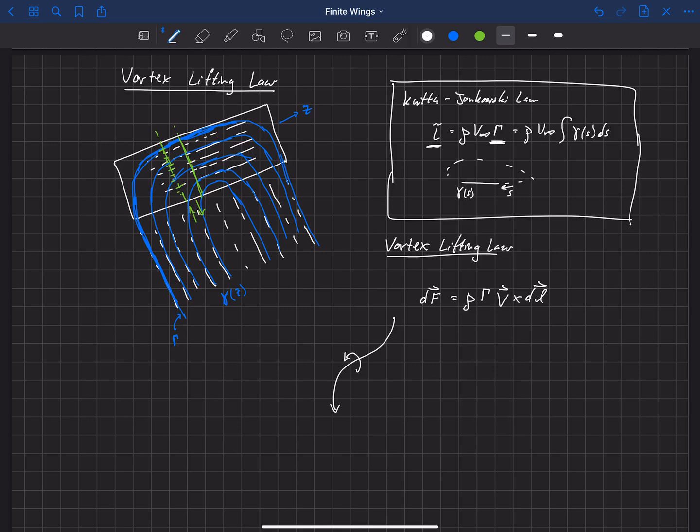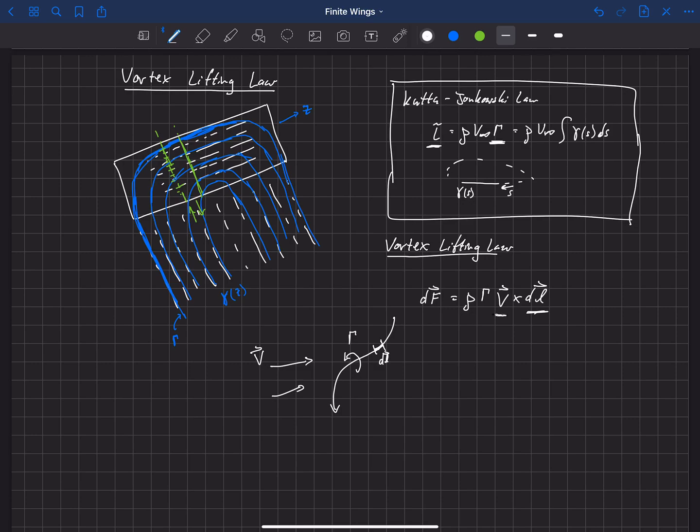So that's a right-handed rule, and it's got a strength of gamma. And we can look at just a differential length of this vector. We'll call that dl of the vortex, and dl has a direction. It's actually a vector of differential length here. And then we've got some free stream velocity here, v infinity, or we'll just call it v for now.